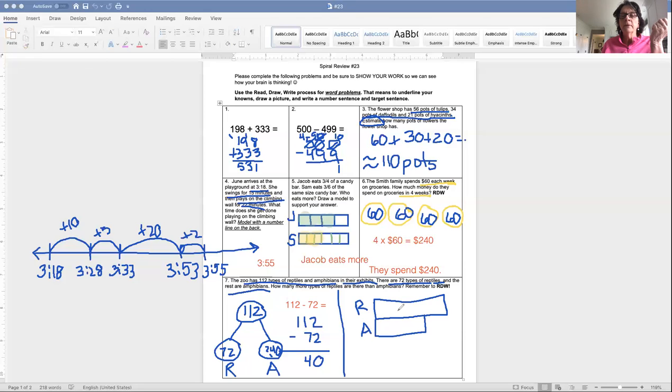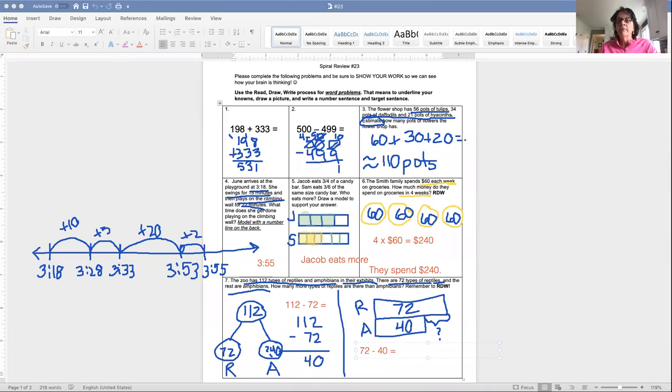And then I'll put my numbers that represent them in each bar. So there's 72 reptiles and 40 amphibians. And what is my difference, or how many more reptiles do I have than amphibians? That is represented by this length of the top bar over the bottom bar, or the length of the big bar over the smaller bar. What number sentence can I write for that? Well, I'm finding the difference between the two. So it'd be 72 minus 40 equals.